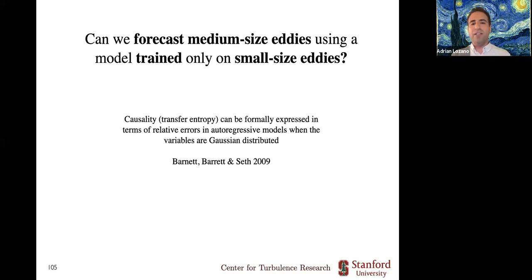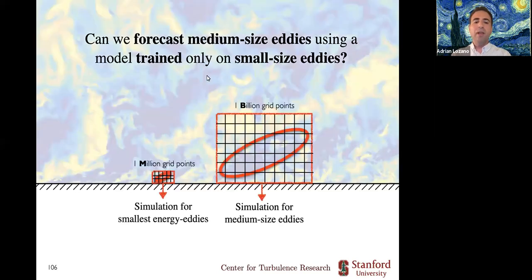So the fact that these two simulations of eddies of different sizes have the same causality map suggests that they contain the same dynamics, and that they can be used for modeling independently. And again, I'm bringing this up because, as I mentioned before, one simulation is 1 million grid points and the other one is 1 billion. So ideally, I want to use the cheapest one to get a model and then apply it to real cases.